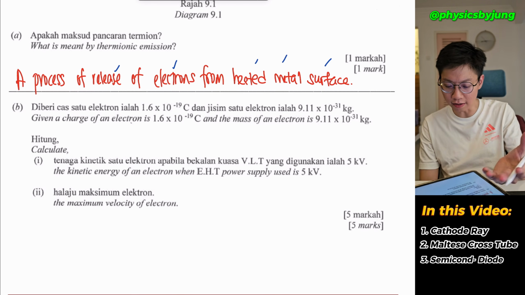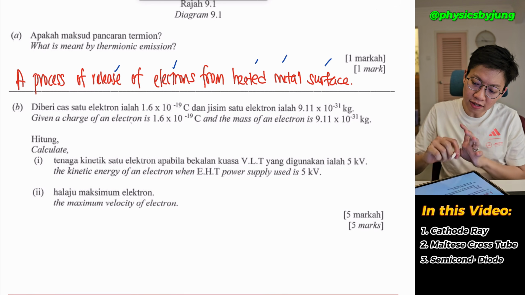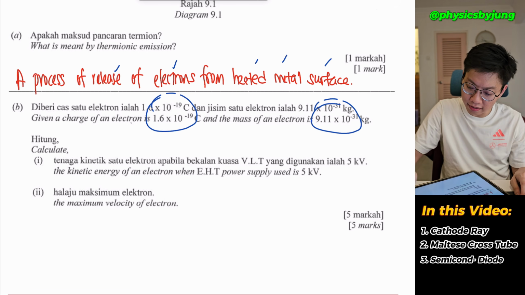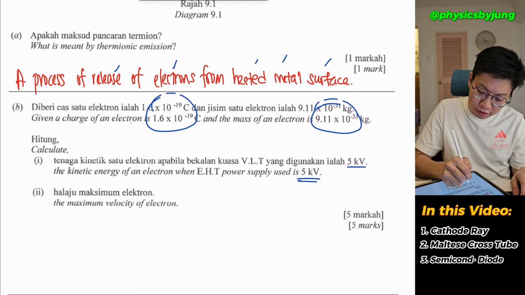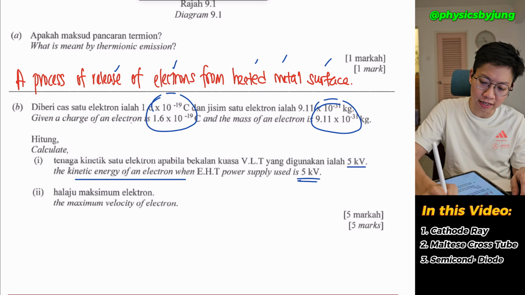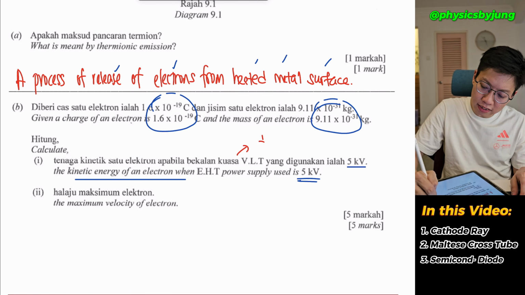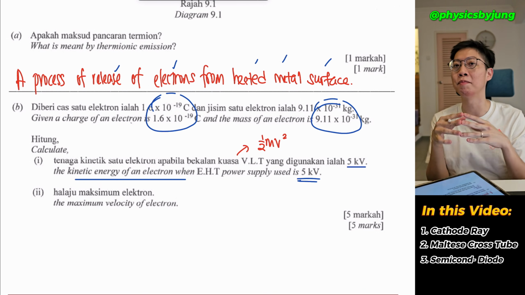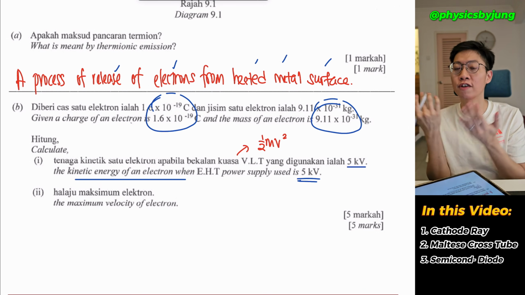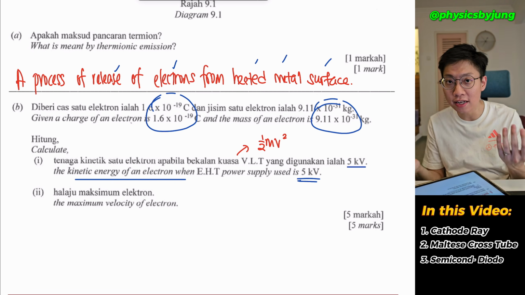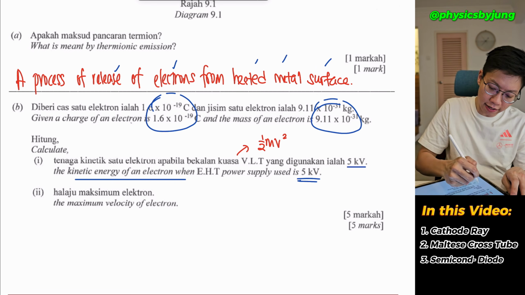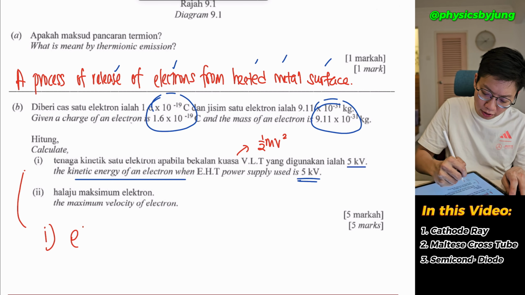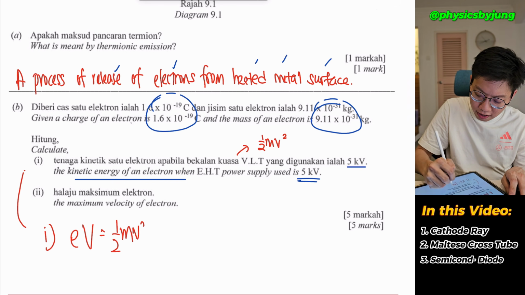Okay, then they will ask you, given that this, then they say if this is 5 kilovolt, can you tell me the kinetic energy of the electron? So guys, if you do this and you write half mv squared, you will have a trouble. Why? Because you do not have the velocity. So how to find kinetic energy like this? Okay, never mind. You need to know, right, that EV is equals to half mv squared.